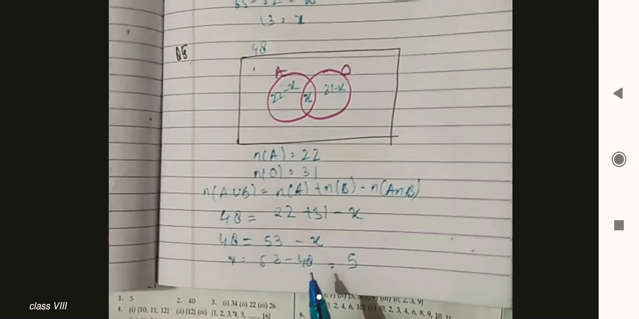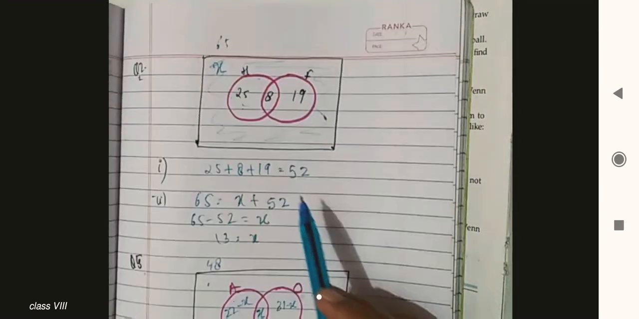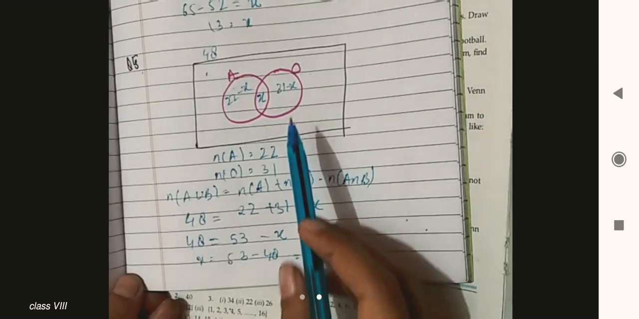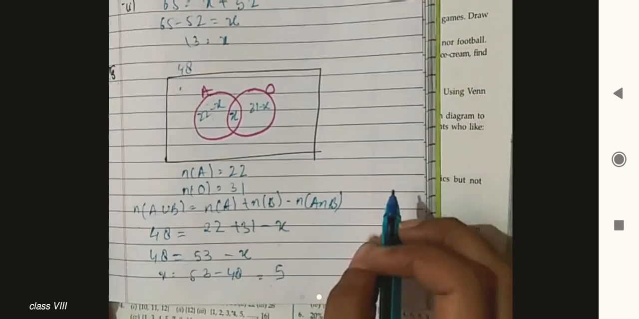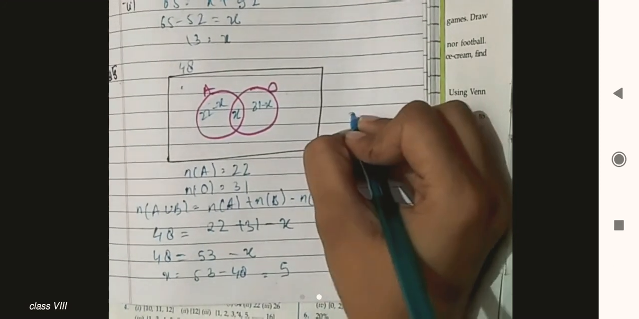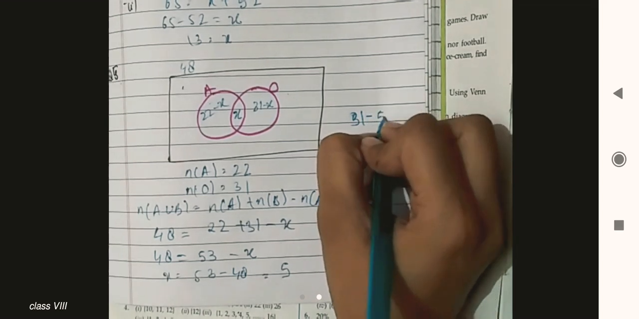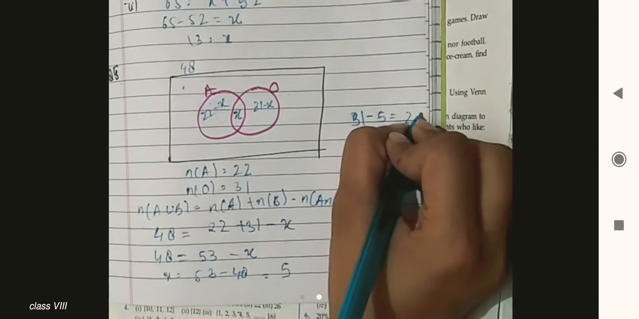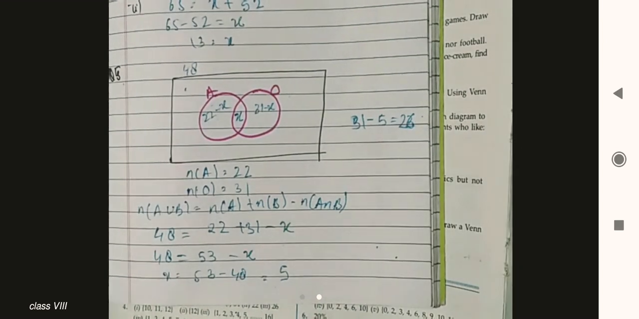Now the next question is question number 5, only oranges. So only oranges you can see easily in the diagram. Only oranges means this one part, that is 31 minus 5. Okay, so 31 minus 5 will give you what? Only oranges, that means 26. Fine. So this is how you will do it.